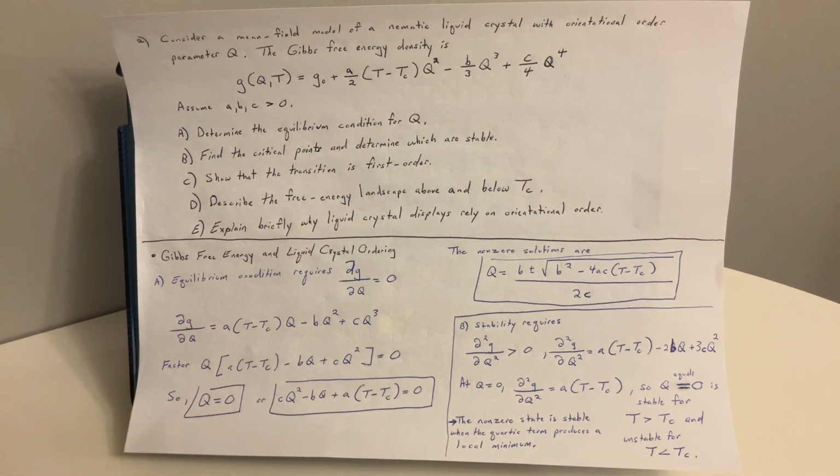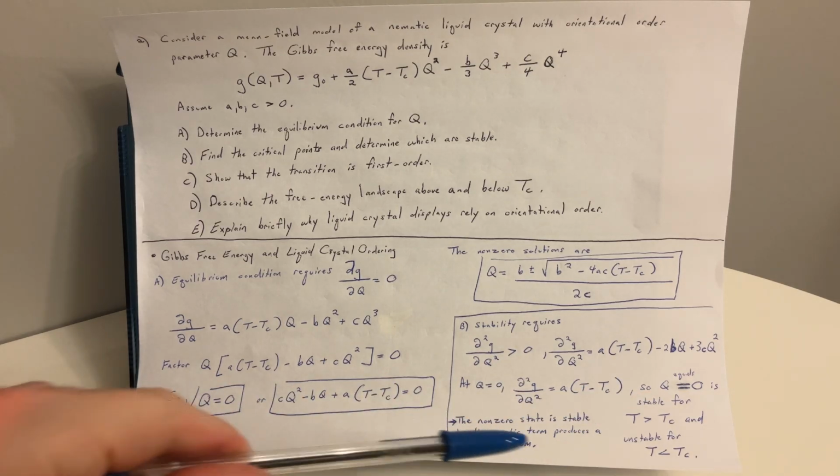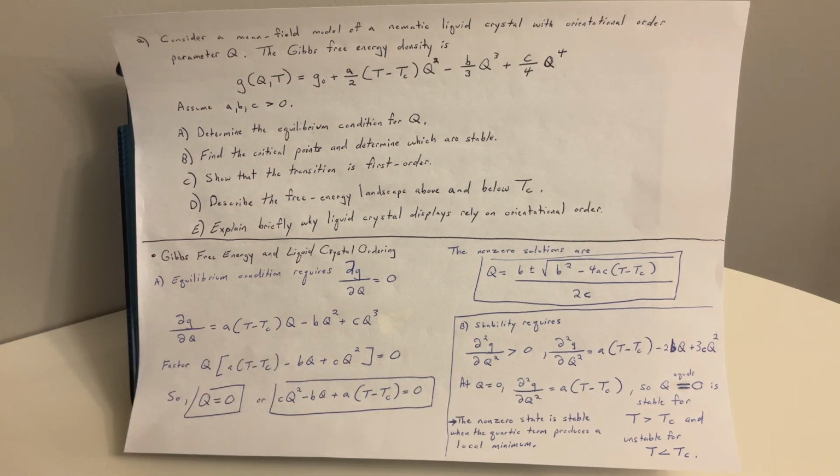So Q equals 0 is stable for T greater than T sub C, and unstable for T less than T sub C. The non-zero state is stable when the quartic term produces a local minimum. Okay, so that's letter B. Let's move along to letter C.